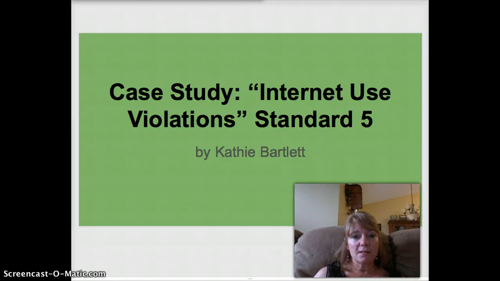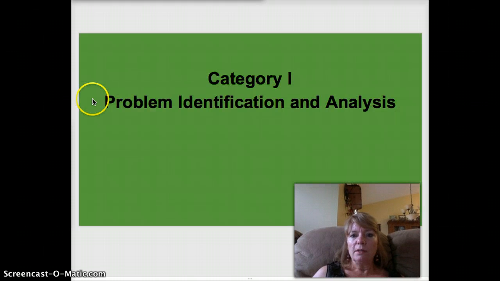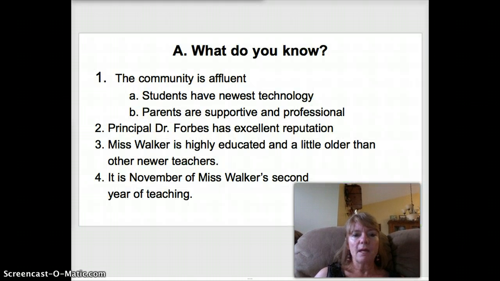I'm here to discuss the case study about Internet Use Violations, Standard 5. In Category 1, we are supposed to identify the problem and analyze it. One of the main things that we know is that this school district is in an affluent community, so the students have access to good technology, they have supportive parents, they have a principal who has an excellent reputation. He's even won some awards.